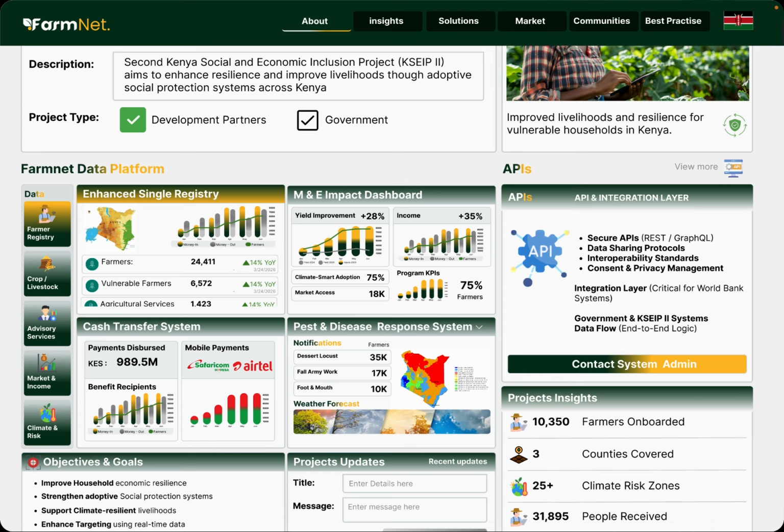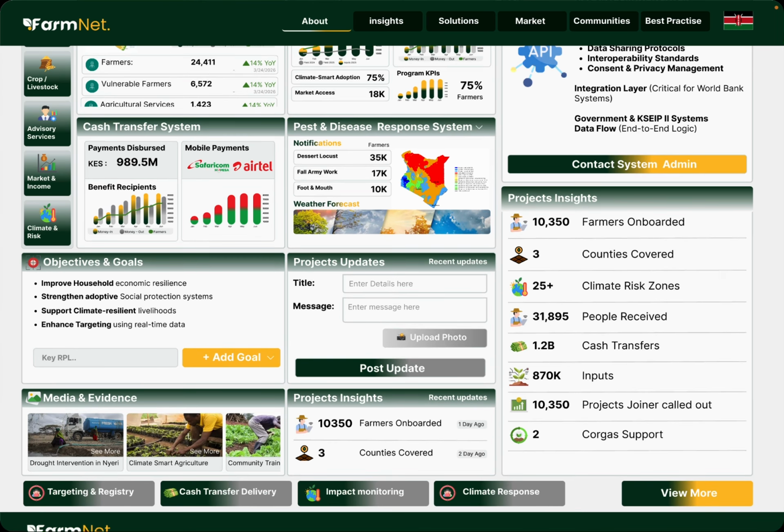And you can see on the data platform there is enhanced single registry, there is M&E impact dashboards, there is cash transfer, tracking and monitoring system, there is pest and disease response system. We have goals and objectives of the project that are stated there. And if the project updates, they are updated as a post, and all the evidence comes there at the bottom. When you click on any of these evidences, then you get to see more about that particular information that you require.